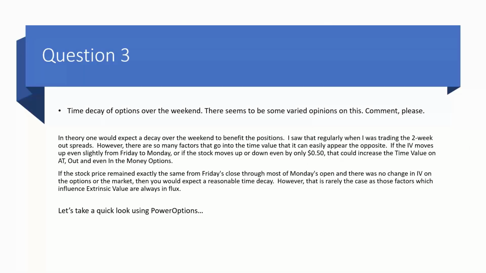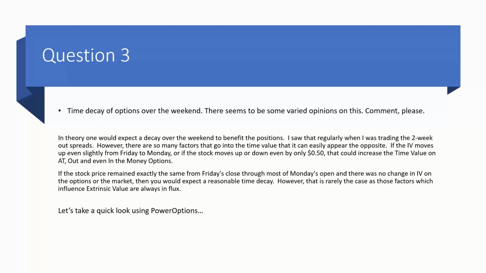All right, question number 3 from Bryan. Time decay on options over the weekend. There seems to be some varied opinions on this. Comment, please. Well, my answer to him was, in theory, one would expect it. And we have seen decay over the weekend. I saw that regularly when I was trading the 2-week out spreads, both sides, bear and bull. But there are so many factors that go into the time value, really what's called the extrinsic value of an option, that it could easily appear the opposite.